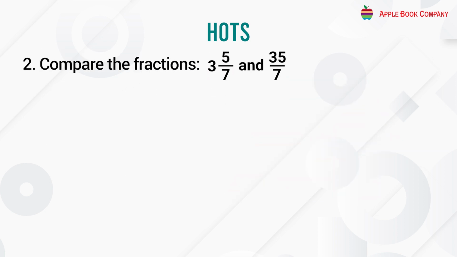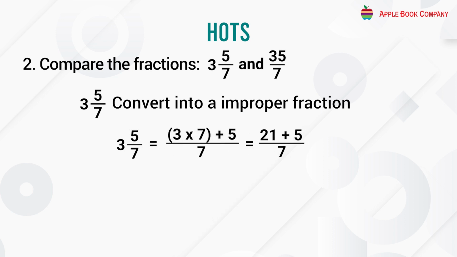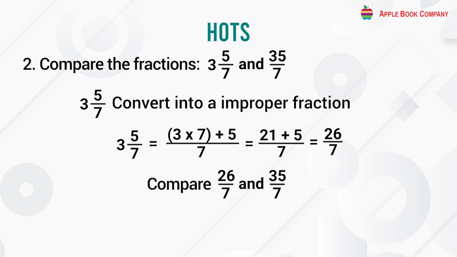Compare the fractions. One is a mixed fraction and one is an improper fraction. The mixed fraction 3 5 by 7 is converted into an improper fraction. You multiply the denominator with the whole number. That is 7 multiplied by 3 is 21. Then add the numerator. 21 plus 5 is 26. Now compare 26 by 7 and 35 by 7. So 35 by 7 is greater than 26 by 7.